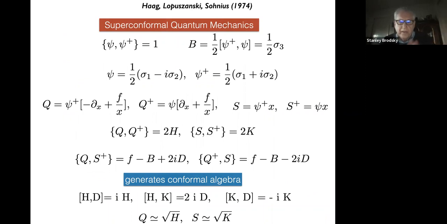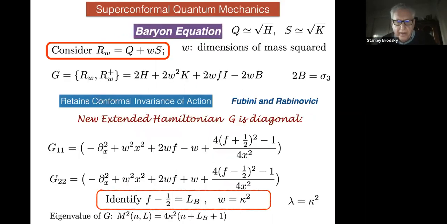So this is superconformal quantum mechanics. So don't give up on me yet. You'll see a little bit about this. There's the standard Fubini and Rabinovici formalism of superconformal quantum mechanics. Basically, all you have to know is that the Q operator is like the square root of the Hamiltonian, and S is the square root of the special conformal operator, and that these operators generate the conformal algebra.